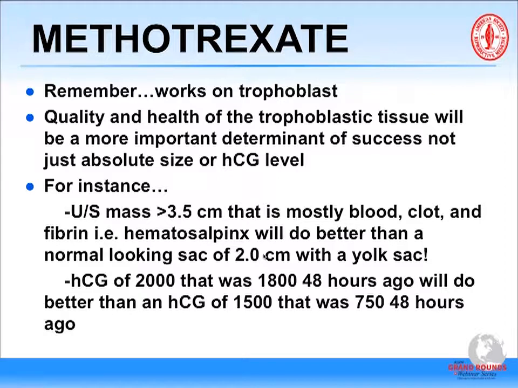For instance, let's say you've got a mass that's more than 3.5 centimeters, but it's mostly blood, clot, fibrin, hematosalpinx. Well, it's going to do better than a mass of 2 centimeters that's a beautiful looking choriodecidual like the ones I showed you. Or let's say woman A has an hCG of 2,000, but 48 hours ago it was 1,800. It's only gone up 10%. Woman B has an hCG of 1,500, but 48 hours ago it was 750. It's doubled. Well, the woman at 1,500 that's doubled will not do as well with methotrexate because she has a very healthy, intact choriodecidual unit.